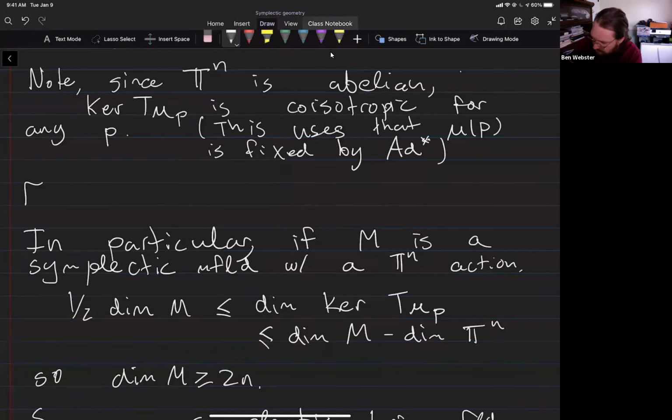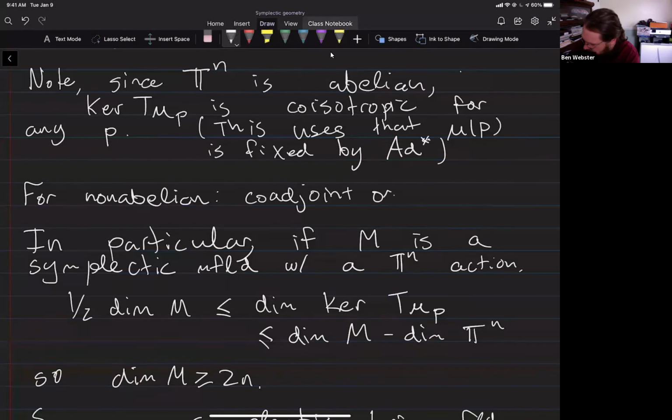So for non-abelian, coadjoint orbits are a counterexample. Oops. Right.